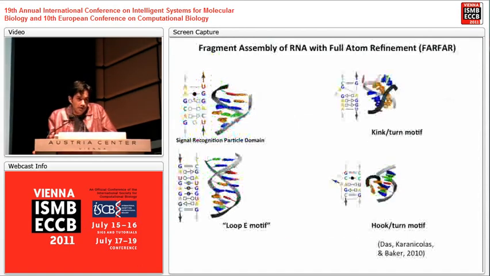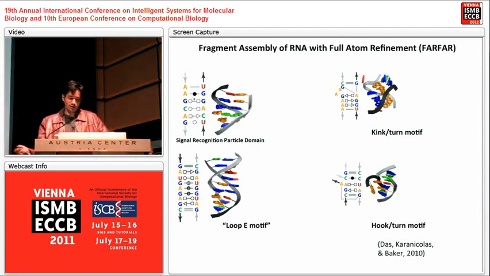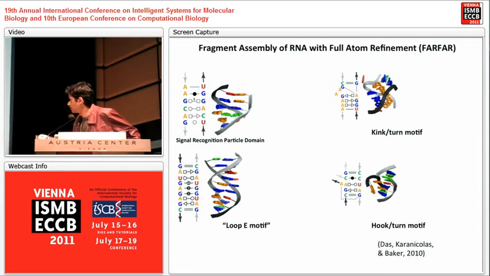A couple of years ago, my colleagues and I benchmarked this method, which we called fragment assembly of RNA with full atom refinement, or FARFAR. We tested this on 32 motifs, some of which you may know and love, some of which you may have solved crystallographically. These are two double-stranded RNA motifs that involve stacks of these non-canonical base pairs.